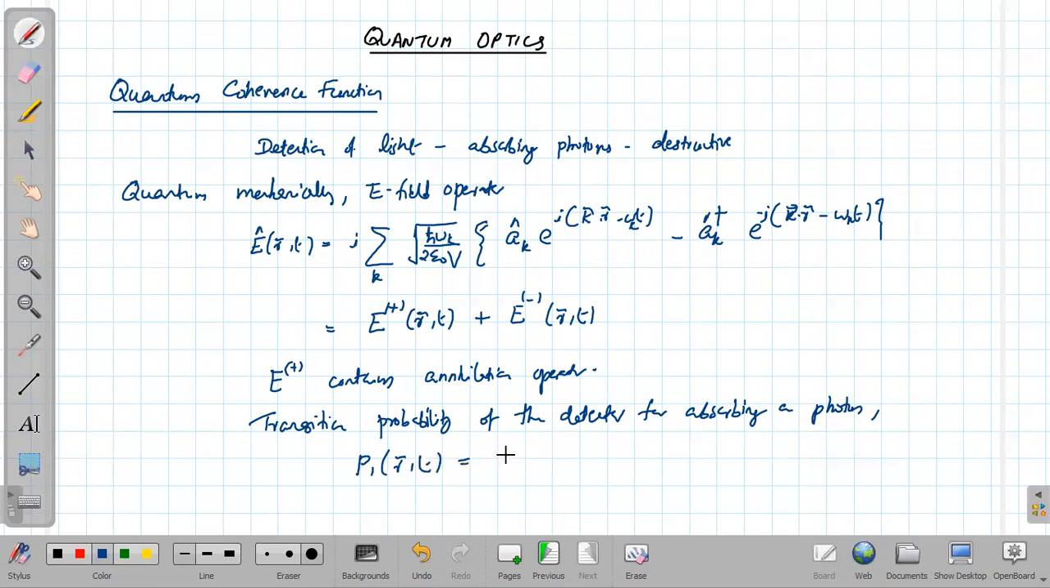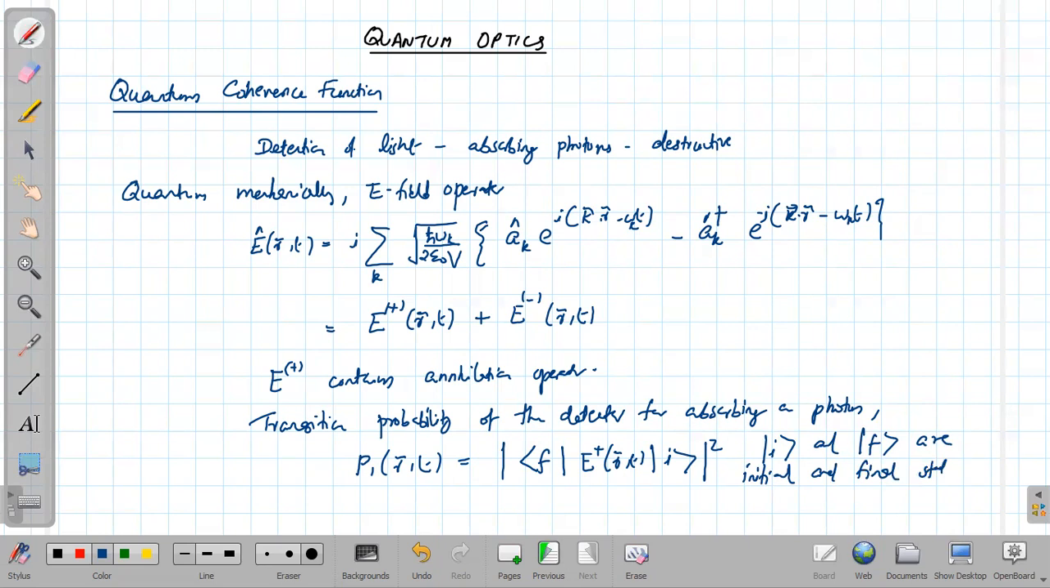That would be proportional to the modulus squared of the inner product ⟨f|E⁺(r,t)|i⟩, where i and f are the initial and final states of the field. Now the initial state is not known to us, and the final state is also not known to us.